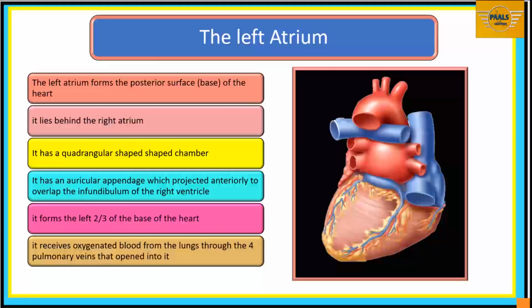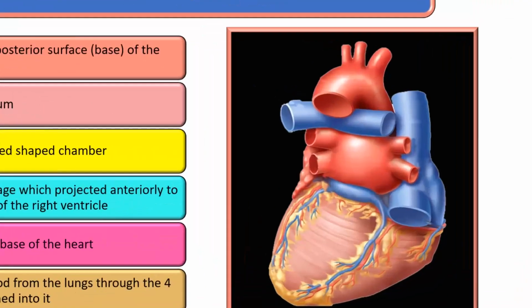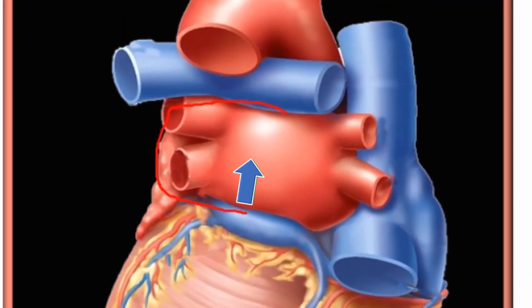We're now going to the left atrium. As we noted earlier, this is the left atrium. We see it lying behind the right atrium, and it is a quadrangular shaped chamber. We have the 4 sides: one here, 2, 3, and then 4. It has an auricular appendage which projects anteriorly to overlap the infundibulum of the right ventricle.